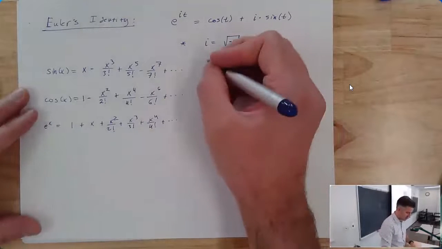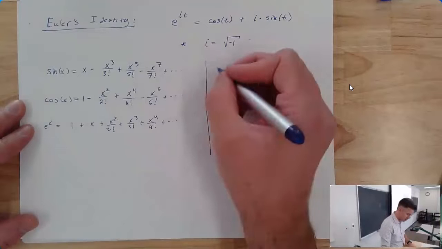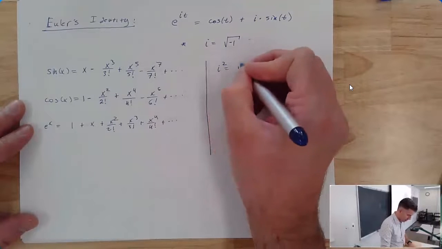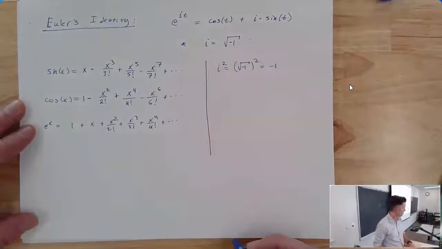The other thing we need to know before we do this is that if i is equal to the square root of -1, then i squared is the square root of -1 squared, which is -1.